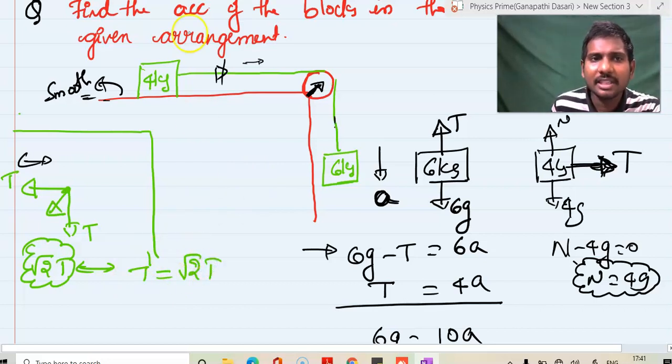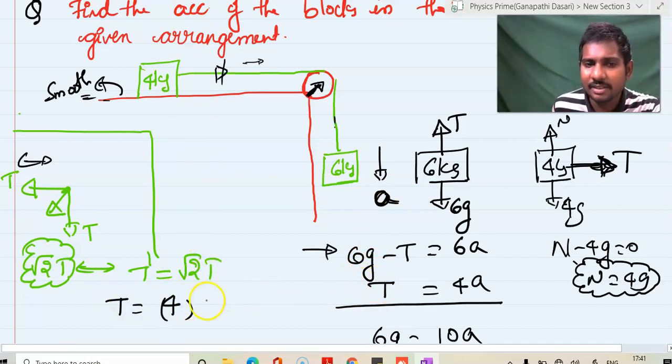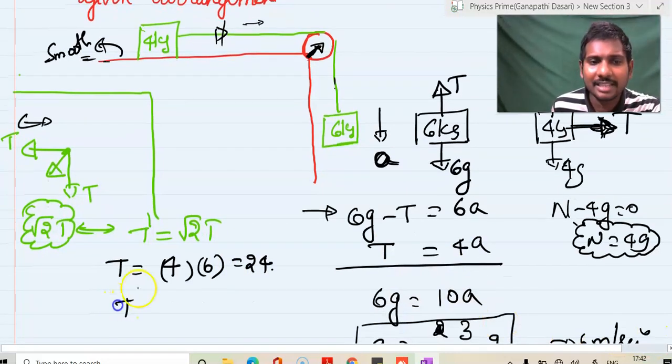So what is the tension here? Tension here, if we substitute, tension is equal to 4 into acceleration in this equation. Acceleration we got as 6 meters per second square, that is 3g by 5, 30 by 5. That is 24 Newton is the tension. Then the T dash, the tension or force applied by the clamp on the pulley, will be root 2 times 24, that is 24 root 2 Newtons.